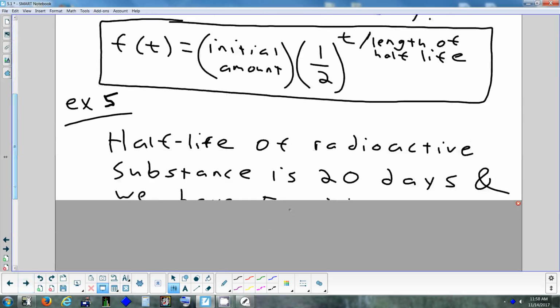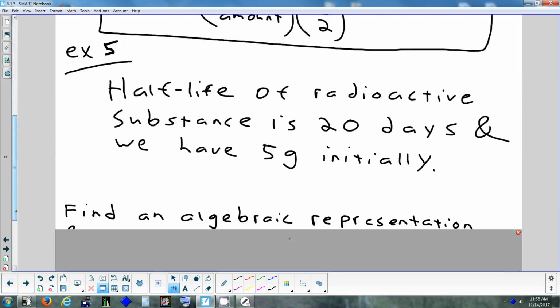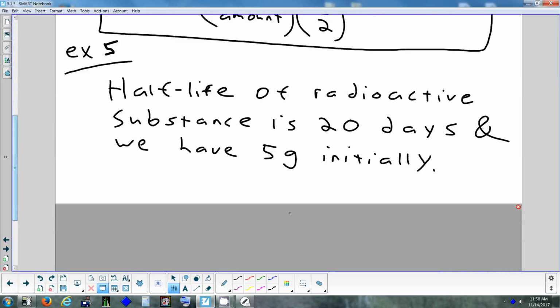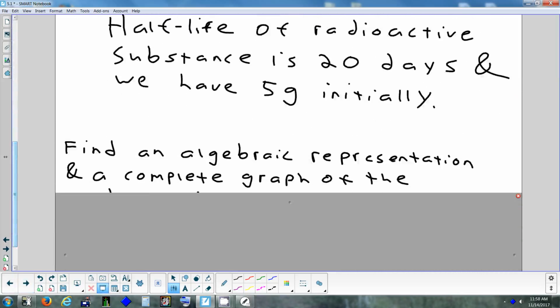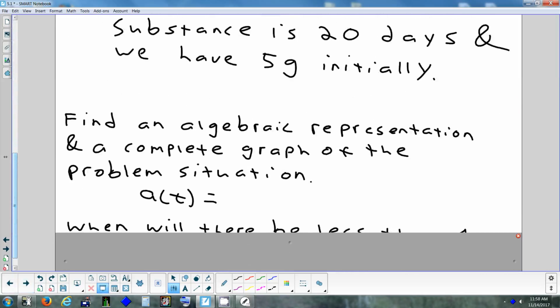Okay. So let's just see if we can set up a half-life problem. Okay, so this says a certain substance has a half-life of 20 days. You're starting out with 5 grams. Okay, let's write that as an equation. What's my initial amount here? 5. When we're doing a half-life problem, the base is always 1/2.